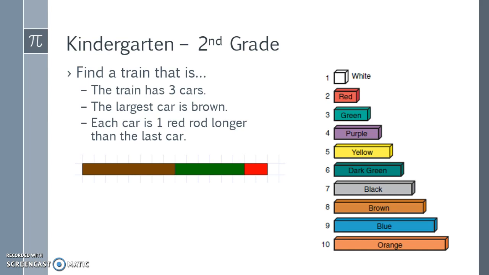So if the largest car is brown, I cannot have a larger car than brown on here. So I would need to put a red car here to start with. And if I had a red car here, in order to make up this exact same length, I would need the dark green rod. And 8 plus 6 plus 2 is 16. So we were able to decompose 16.